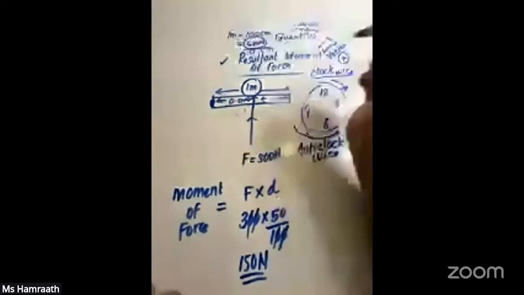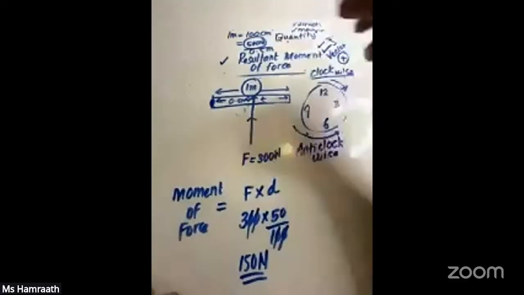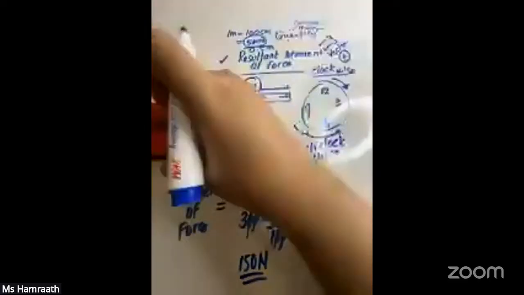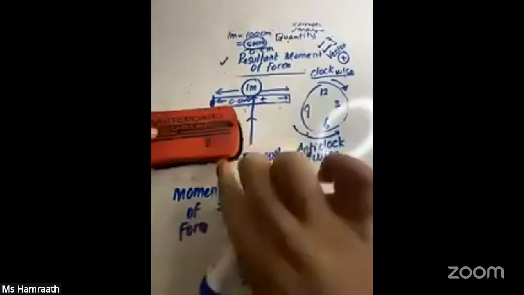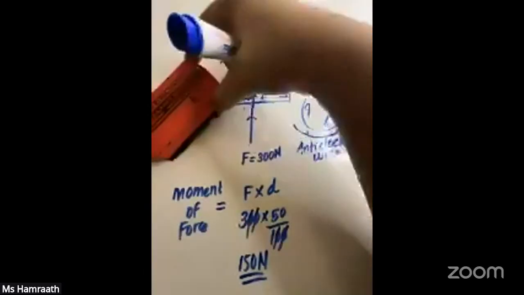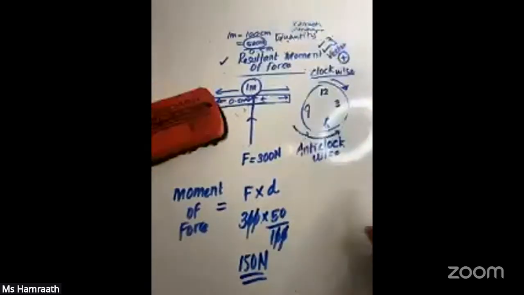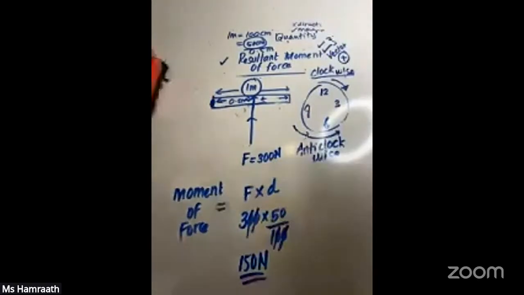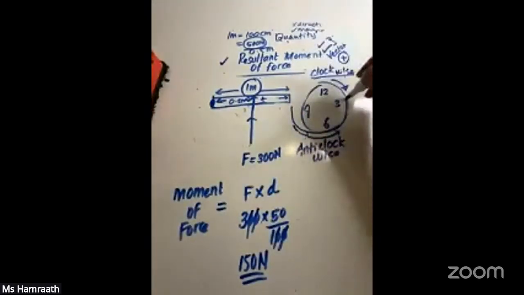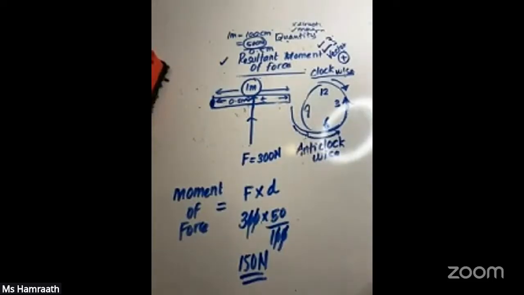Can you tell me the direction of this force? Look at this duster. I'm giving a force like this, and the duster is moving in this direction. It is anti-clockwise. So the moment of force is moving anti-clockwise. Clear with that? Got the idea?